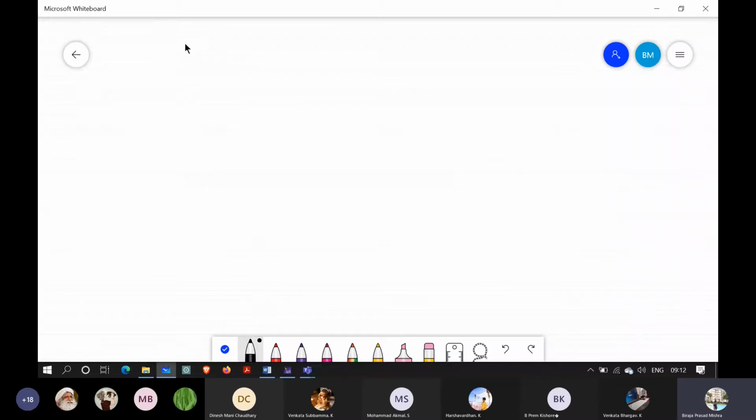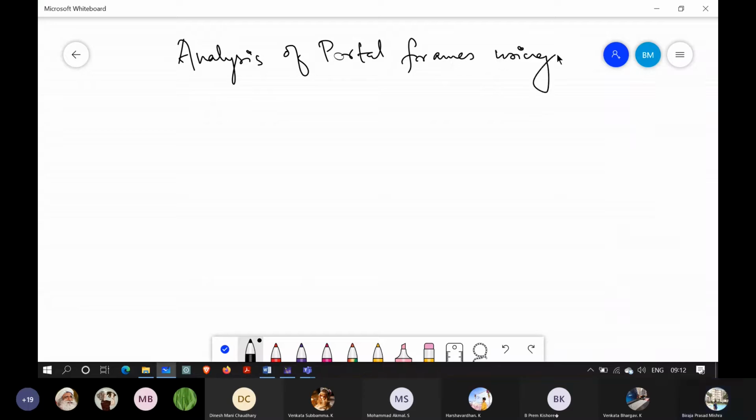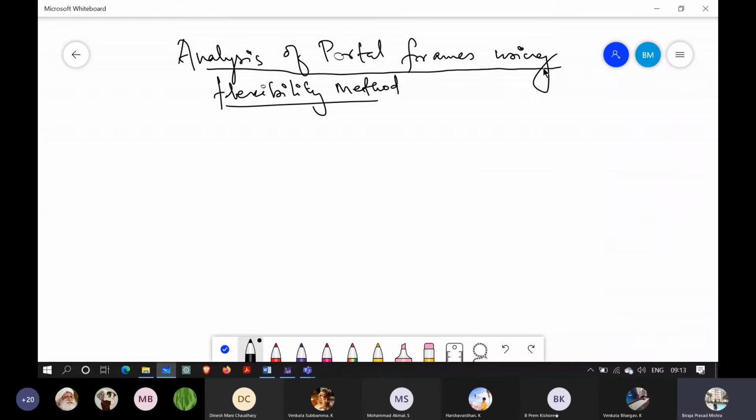So today we will learn about the analysis of portal frames using the flexibility method. Okay, all of you, please pay attention because this is the last part. This analysis of portal frames is the last part of your third unit.